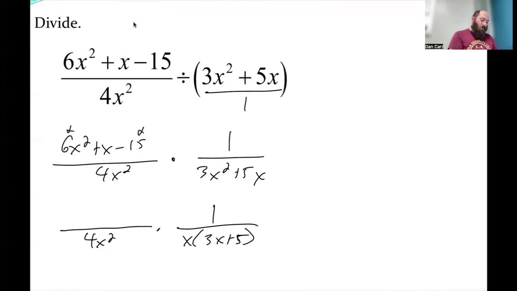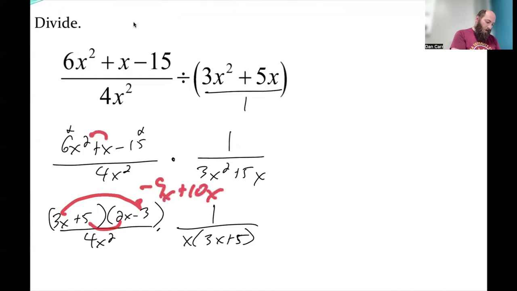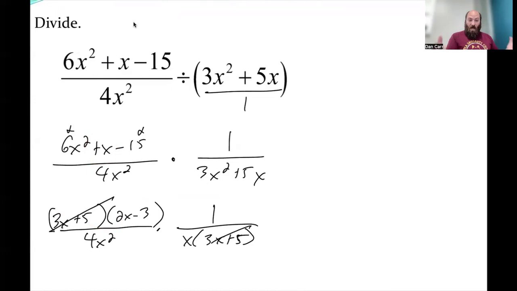With this one, don't forget, with the 6 and the negative 15, there is an AC method for factoring if you want to do that. Otherwise, guess and check could be a way to go. It's a little bit tricky with guess and check, but I kind of already know where it's going to go. So it's going to be 3x plus 5, and then x or 2x minus 3. Because in this case, I've got negative 9x, positive 10x, gives me my positive x in the middle. Okay, so now I can look for common factors, like 3x plus 5 is a common factor with 3x plus 5. And that's it. So everything else is just going to multiply through.